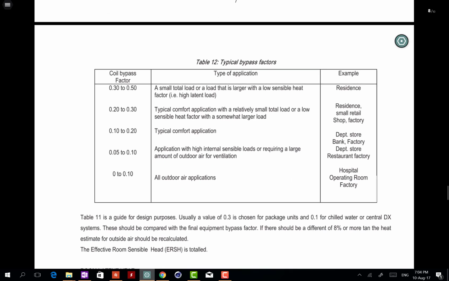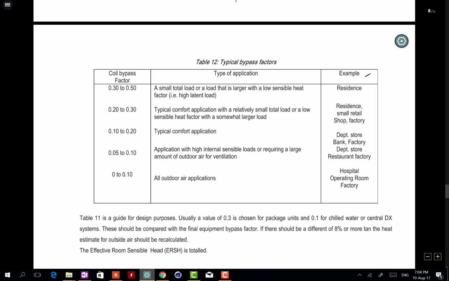Right. So for example, ours is an office. It's not a residence, not a small retail shop or factory, not a hospital. So if there is no related example based on our problem, we can use the second one, because this is the typical comfort application for many applications such as general, such as our office. Okay, so we take the value from 0.2 to 0.3.